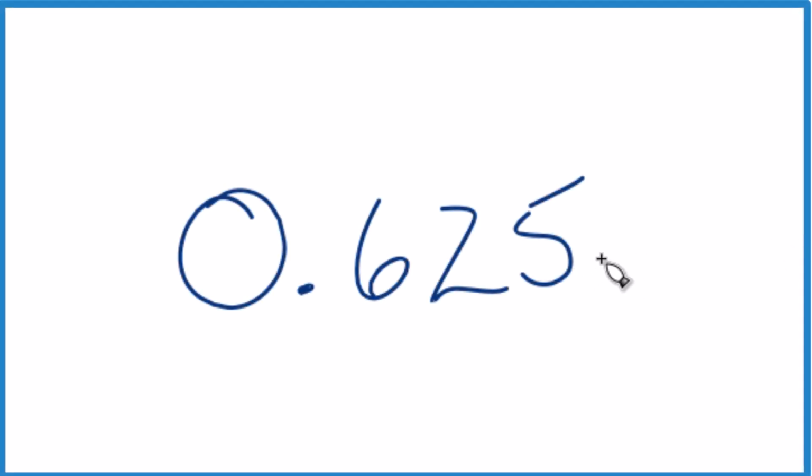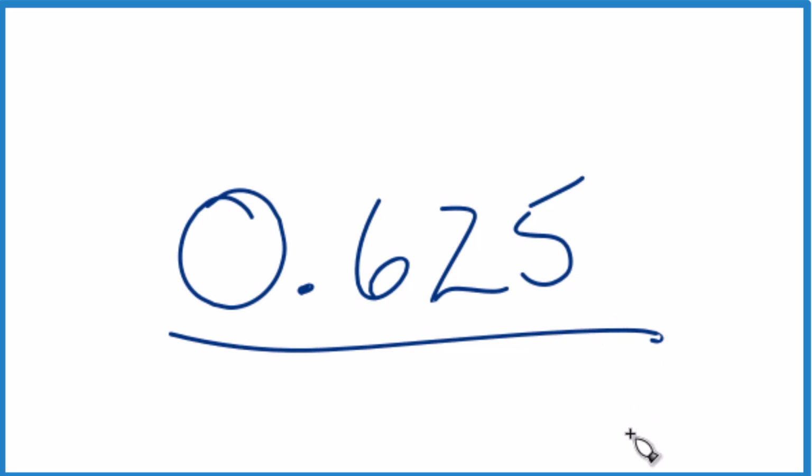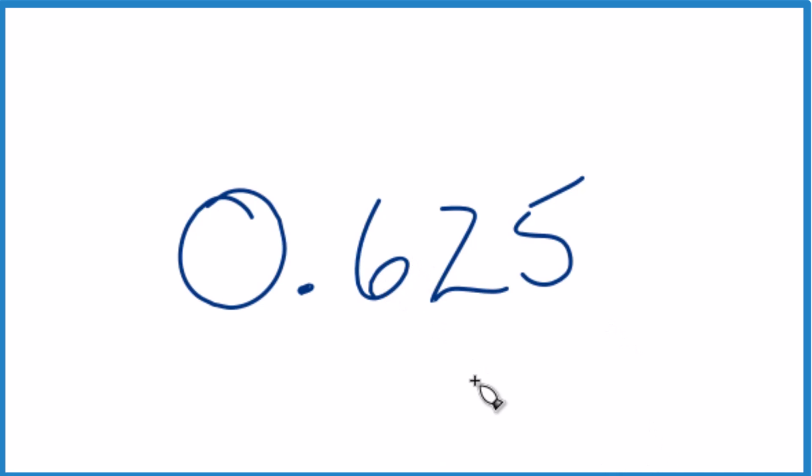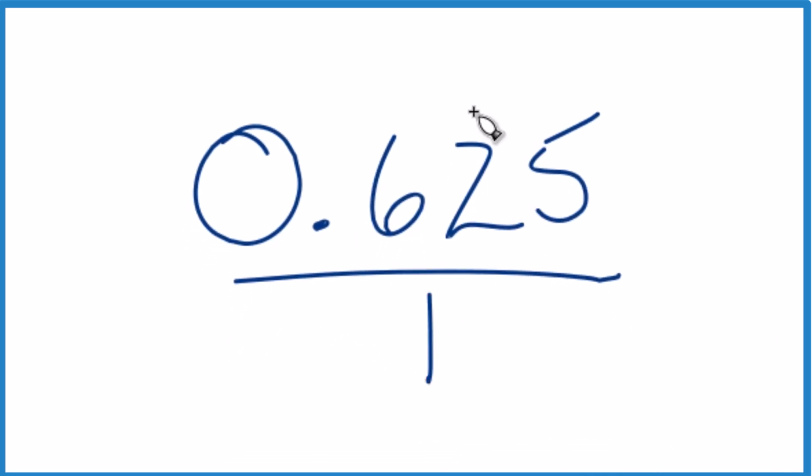So what I'd like to do is get this decimal 0.625 to be a fraction. And here's how I can do that. The first thing I could do is call it 0.625 over 1. I'm just dividing by 1. I haven't changed the value. Now I have a fraction, or at least the start of a fraction.